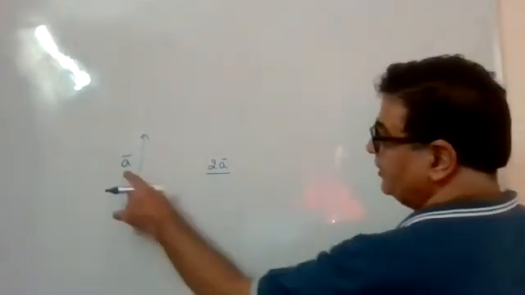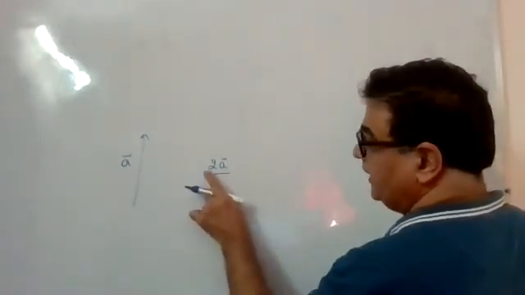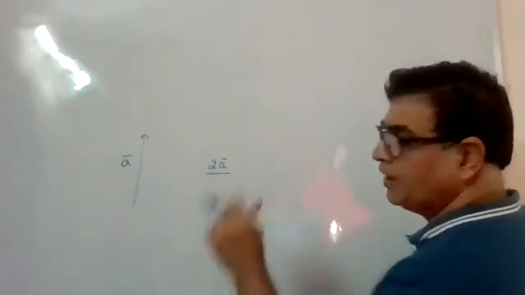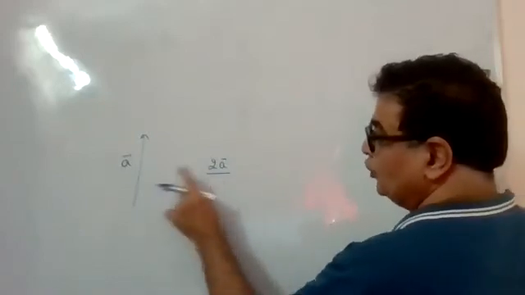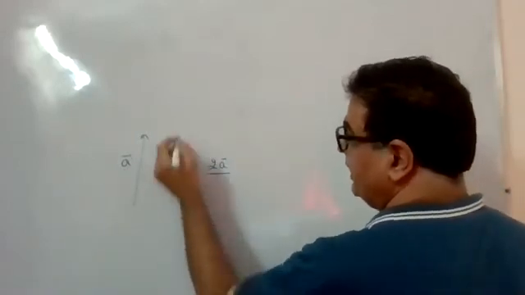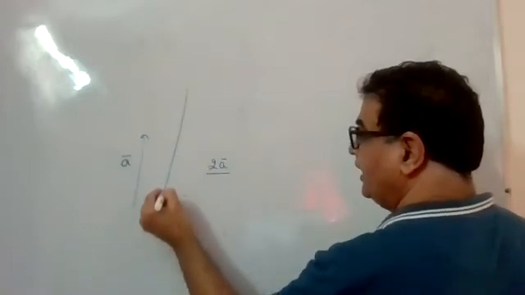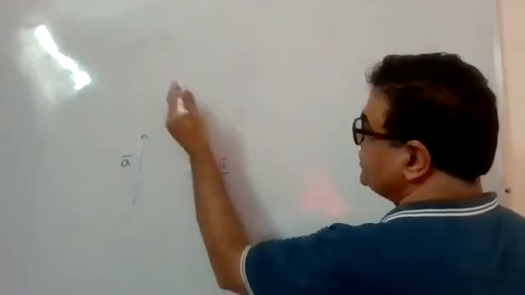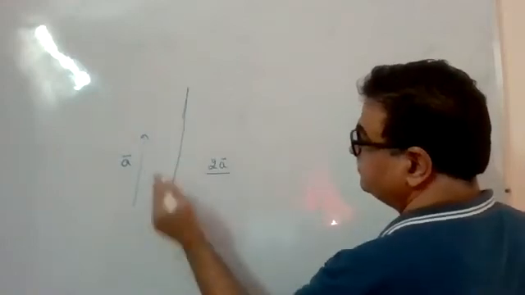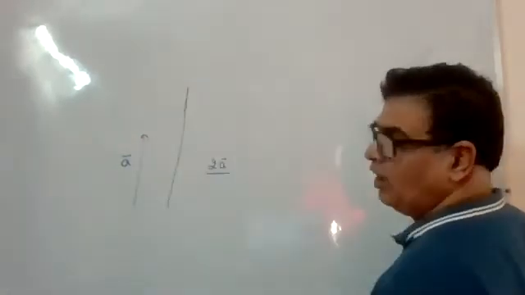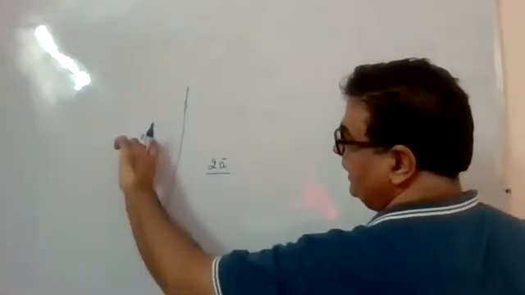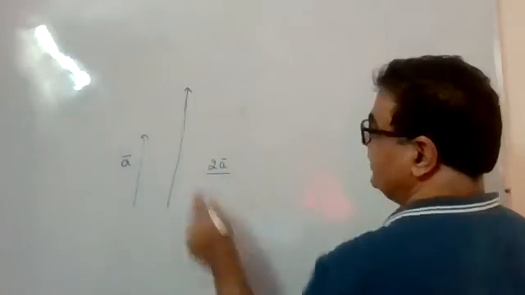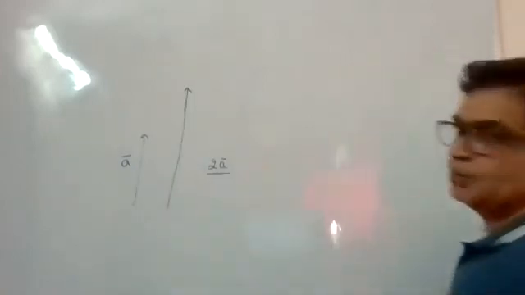So if you want to multiply this vector by two, it means you will double its magnitude. Whatever the vector A, you will draw another vector which is parallel to it, whose magnitude should be double of it. So if this length is 5, then this will be length 10. And the arrow remains the same. Then this will be A, then this will be 2A.